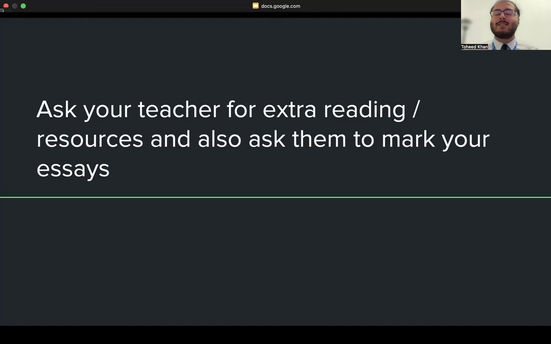Key quotes are essential for the 24 marker on ideology. If you can get some memorable quotes of Anthony Giddens' Third Way, New Labour ideology in your head, you're destined to succeed in the exam if it comes up. It's as easy as that. So do ask for extra reading and resources, and also ask them to mark your essays.